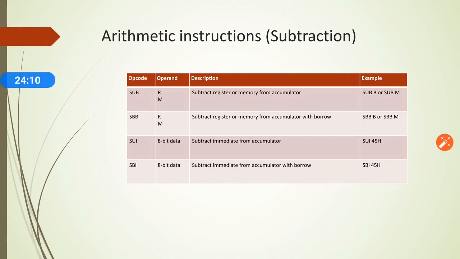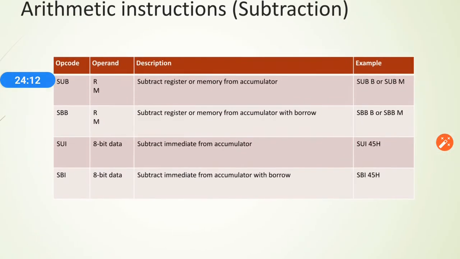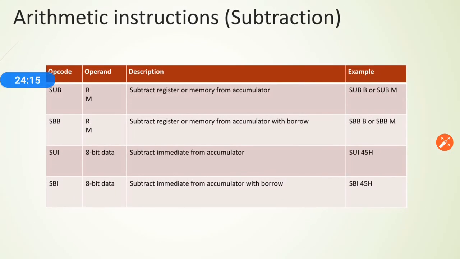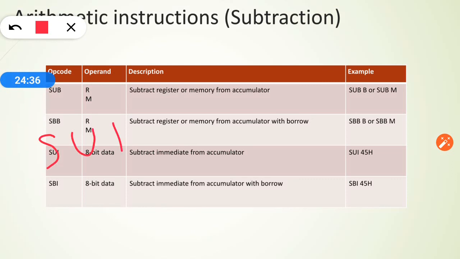Now subtraction. For subtraction I will not discuss more, because its working is exactly similar to addition. The only thing is we are subtracting from A, whereas earlier we were adding to A. A means accumulator. I will give one example so the idea becomes clear. SUB is your first instruction. Suppose I am writing SUB C. That means A minus C, right?